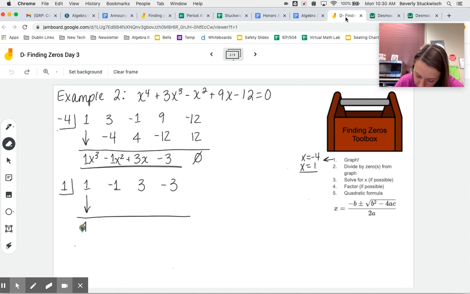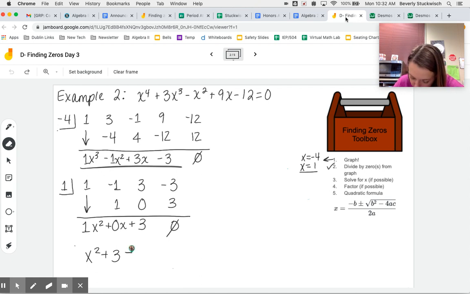So the 1 comes down, 1 times 1 is 1, that's 0, 0 times 1 is 0, that's 3, 3 times 1 is 3. Again, I should get a remainder of 0. So 3 is my constant, 0 is my x, and 1 is my x squared. I don't need to write a 0x, so I've got x squared plus 3. So I've divided. Factoring, I don't really need to. I can solve for x now.